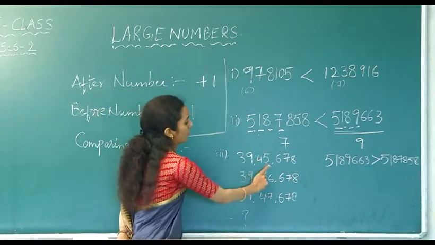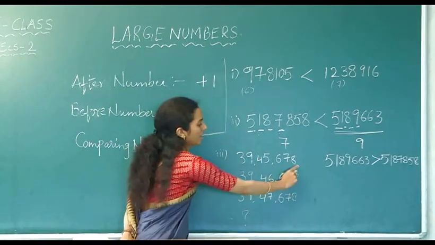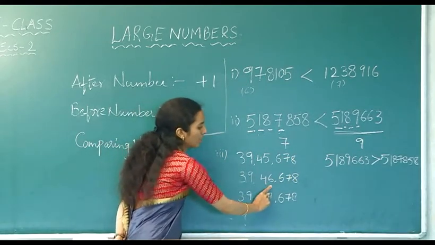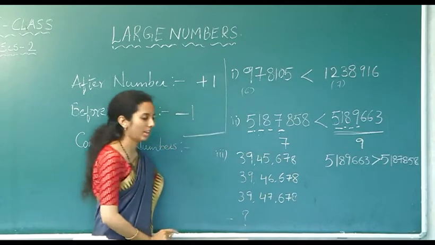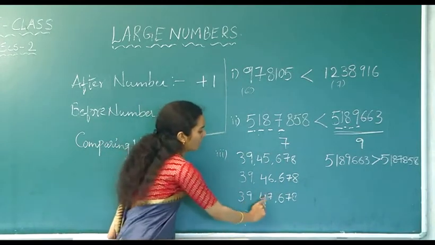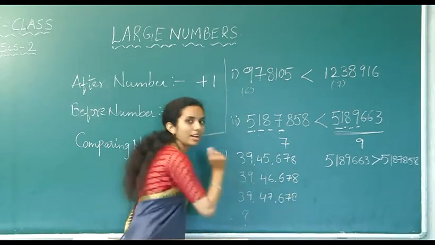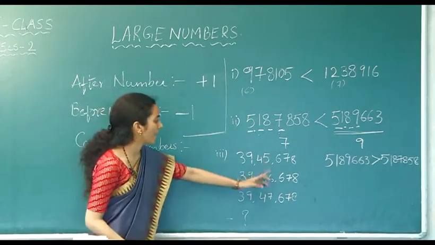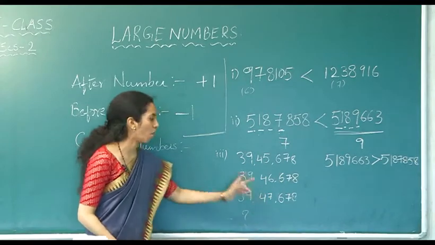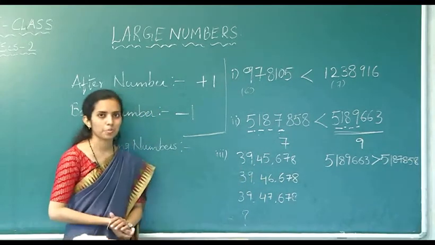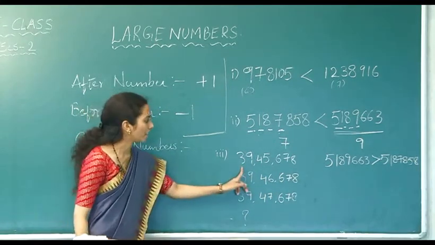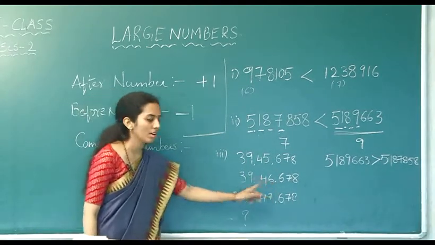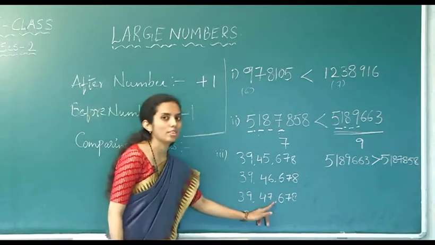39 lakhs 45,678, 39 lakhs 46,678, 39 lakhs 47,678. So what do we find here? We find the 1000 series of 39 lakhs. So what do we find? 39 lakhs 45,000, 39 lakhs 46,000, 39 lakhs 47,000.